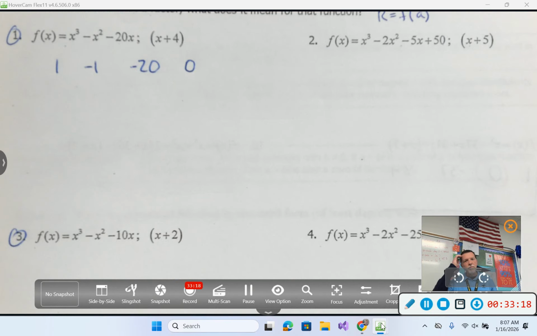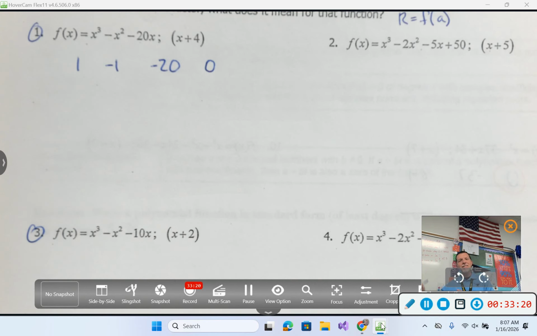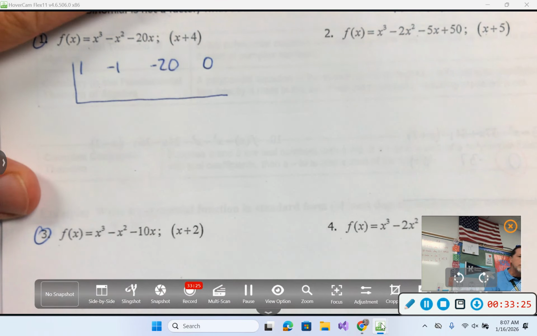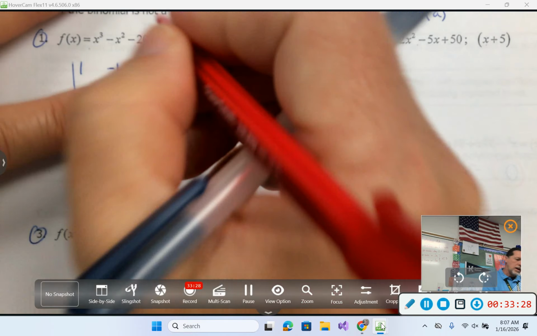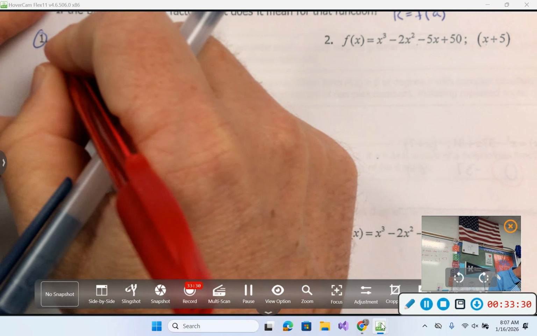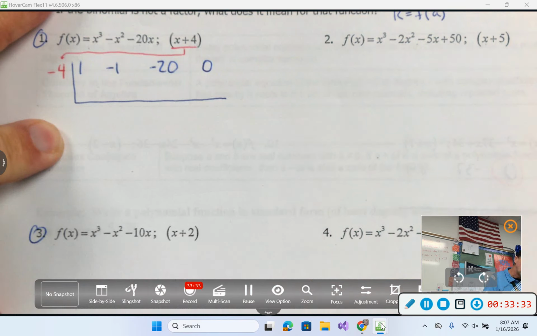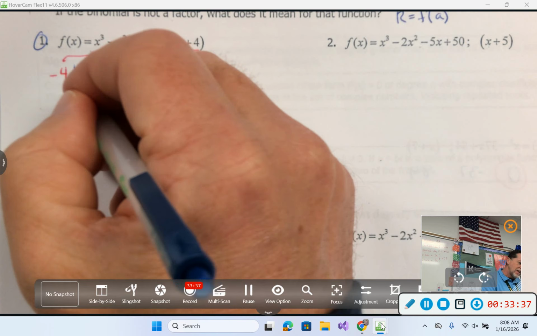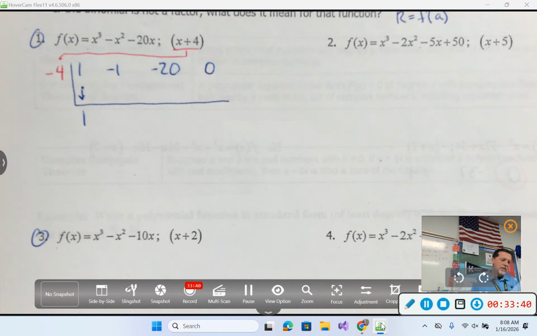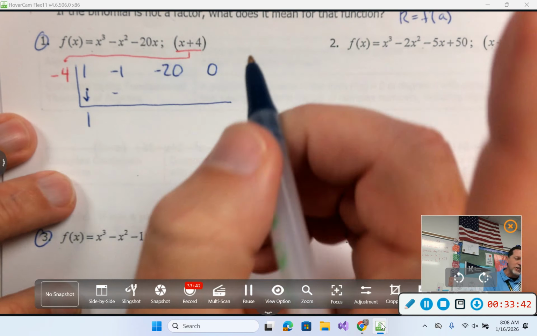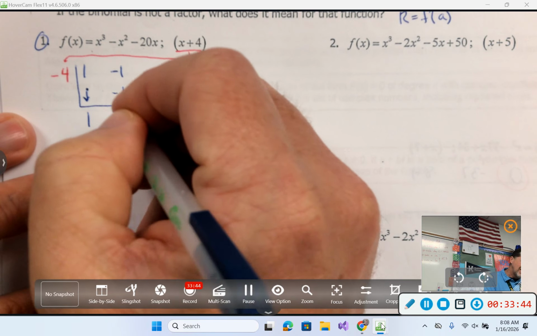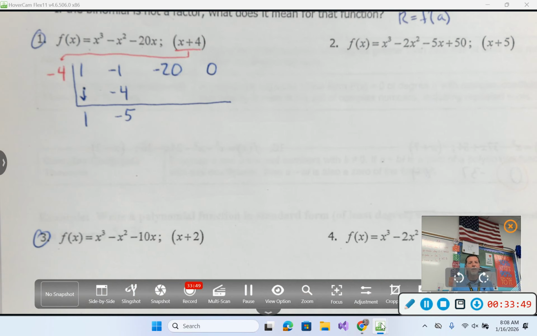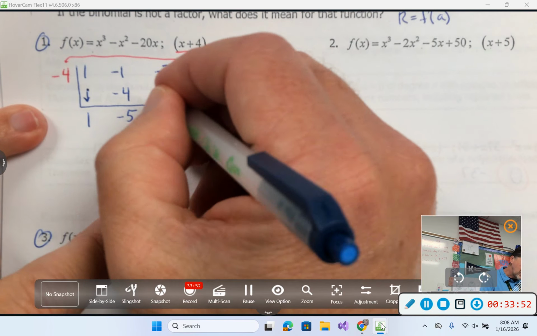Okay, back to number 1. It had a missing term, but it was at the end, and so that's kind of not as big a deal as the missing term in the middle. What number should I put out front? -4. How do I get started? Bring down the 1. And then multiply, add, multiply, add, multiply, add. Carefully, though, not fast, Max. I shouldn't pick on Max. I almost made the mistake here.